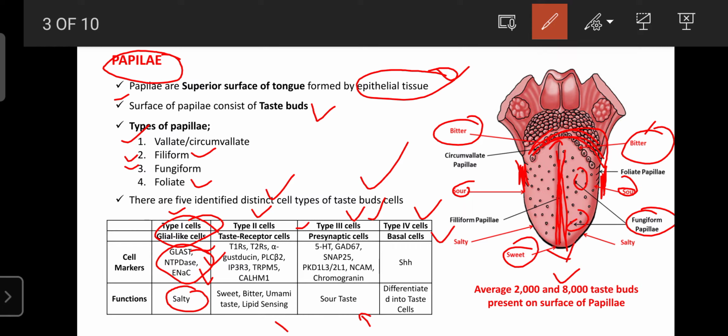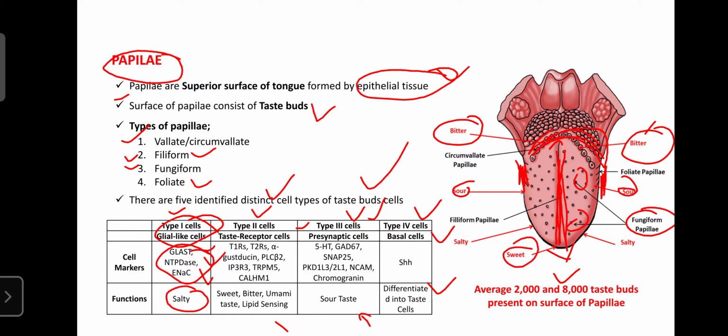It consists of cell markers like SHH, and it is involved in differentiating the different types of taste cells. Okay, so these are the various taste buds along with their cells. They are present on the surface of the papillae, and papillae are present on the surface of the entire tongue, and these are involved in the detection of taste.